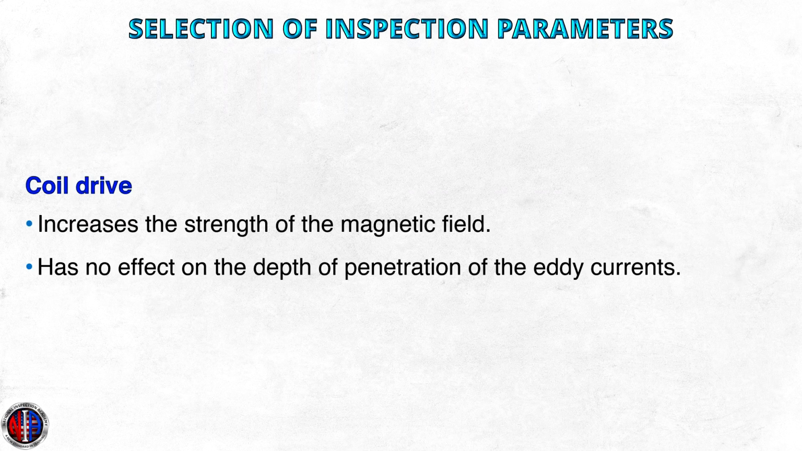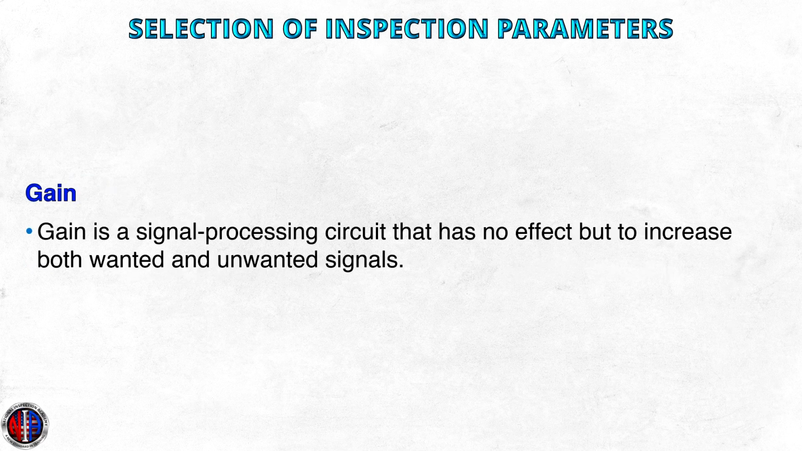Coil drive. Coil drive increases the strength of the magnetic field, but has no effect on the depth of penetration of the eddy currents. Generally, lower signal amplitude is required with a higher coil current because of the strength of the magnetic field generated. Gain. Gain is a signal processing circuit that has no effect but to increase both wanted and unwanted signals.